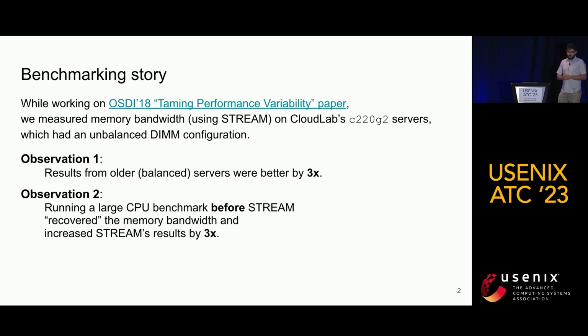It turns out that this had to do with how the memory pages were allocated, and in particular how it was happening on the servers with the unbalanced DIMM configuration. So a very specific example, but what we learned here as well is that if we were to run some CPU tests, it didn't really matter what tests those were, as long as they allocated and used a lot of memory, we would see memory performance recovery. We would get the 3x back and see totally expected results.